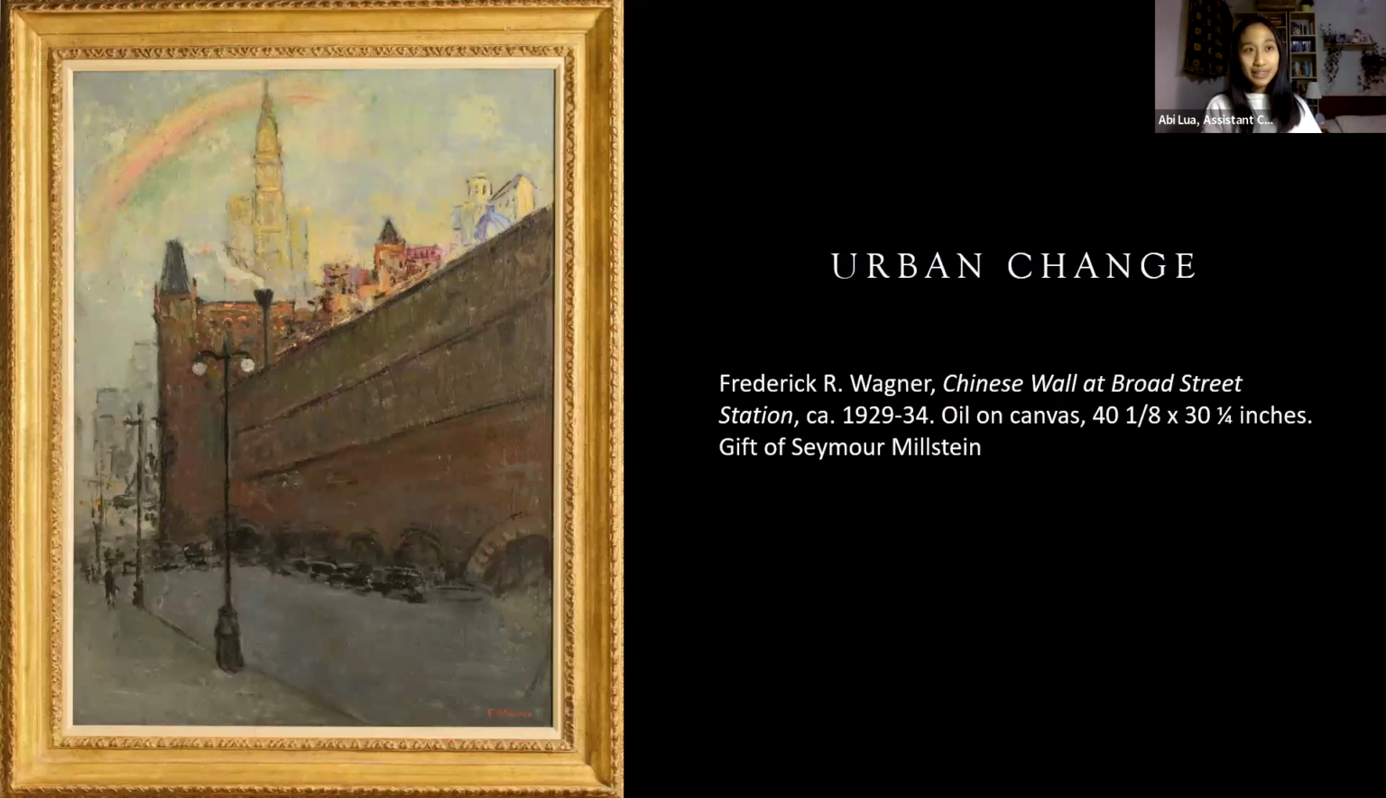And so even though I'm using this painting as an example to explain urban change, I did not begin thinking about this painting in terms of change. As we were thinking about what paintings to pull from our storage to put on display, we came across this painting and its title really intrigued me. It's called Chinese Wall at Broad Street Station. And I was wondering why it was called the Chinese Wall, and I was wondering if there was any racial history in Philadelphia that needed to be unpacked there in the wall label.